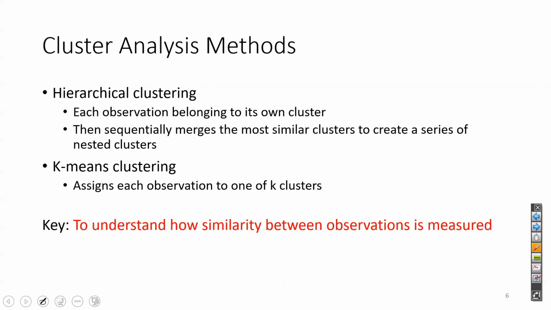So in today's class, we will only discuss two different cluster methods. One is what we call hierarchical clustering, and the other one is k-means clustering. And for the hierarchical clustering, basically, we always start from a group of 1 observation.